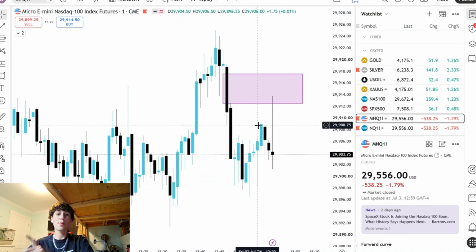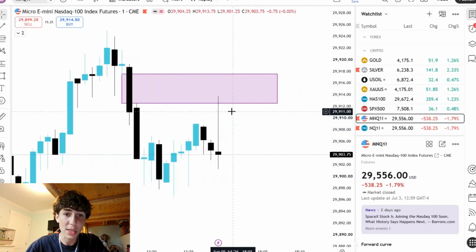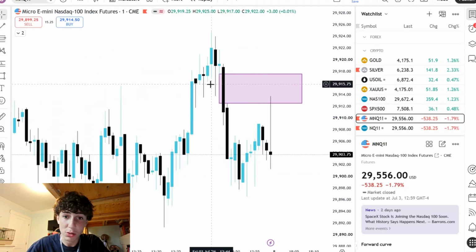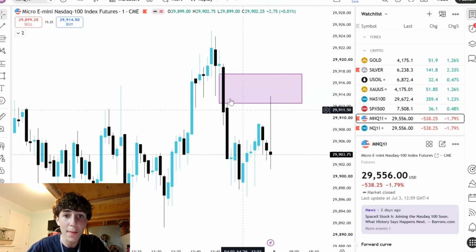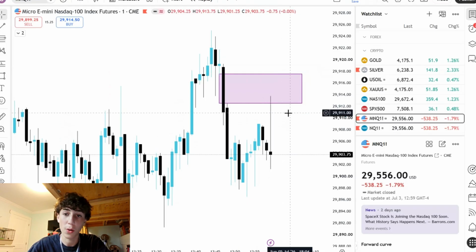And one thing to know about fair value gaps, if it is a good fair value gap, it will always be retested. So as you can see, this is a perfect example because right before market closed for the weekend, this fair value gap was retested. So that tells us a lot about when market's going to open tomorrow, or actually tonight, I guess, which way the market's going to go.